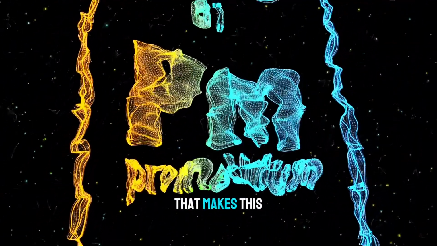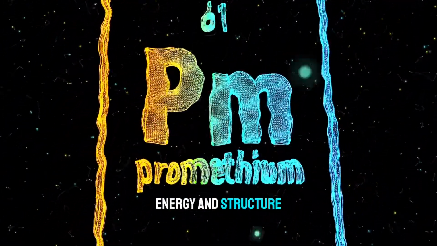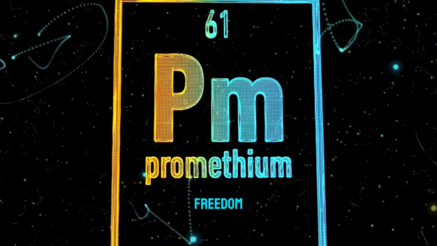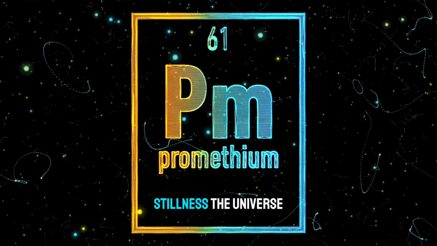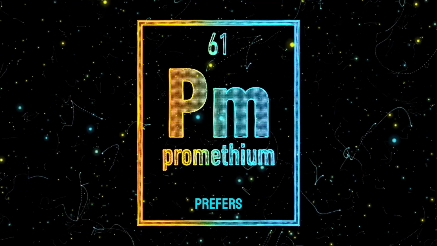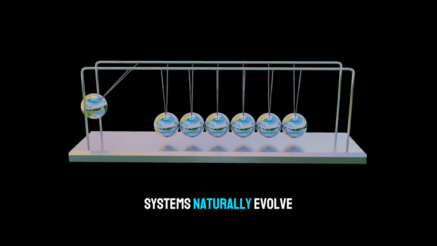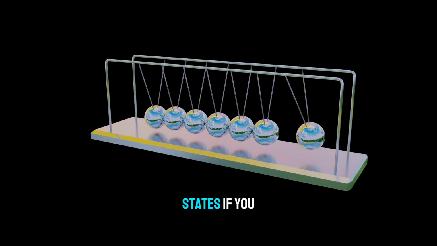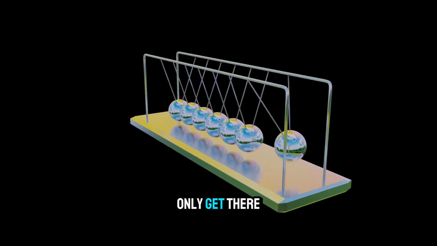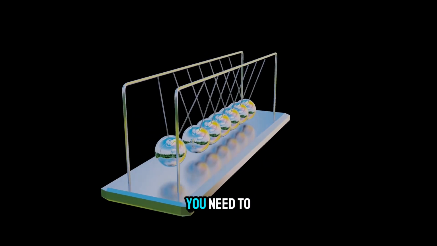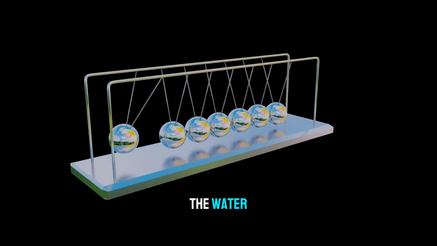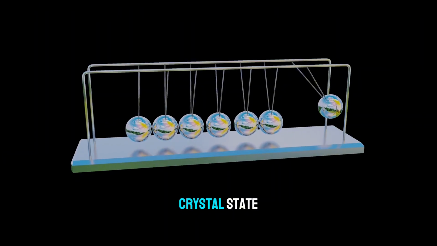Here's the thing that makes this profound. Energy and structure are connected. High energy means freedom, disorder, motion. Low energy means constraint, order, stillness. The universe prefers low energy. Systems naturally evolve toward minimum energy states if you let them, but they can only get there if they can shed the excess energy. That's why you need cooling. You need to remove energy from the water. You need to let it reach that lower energy crystal state.